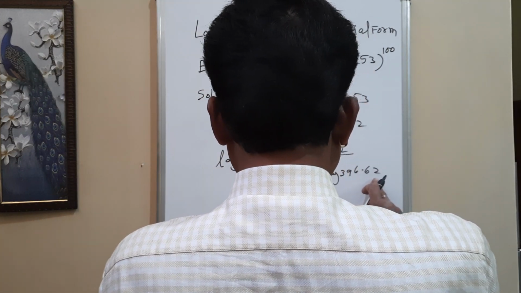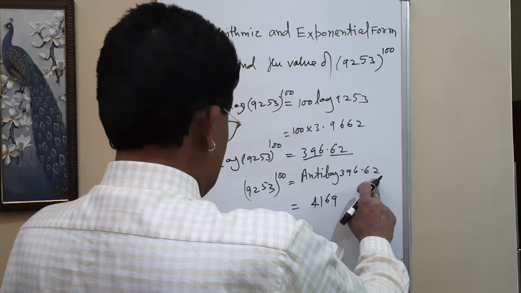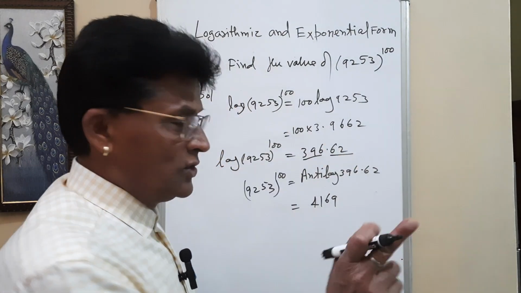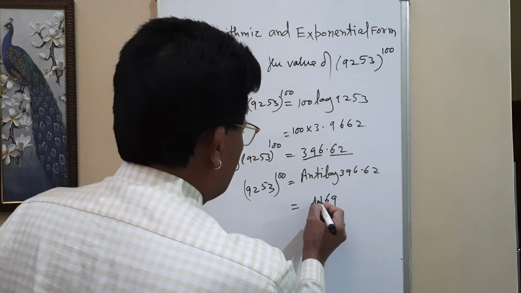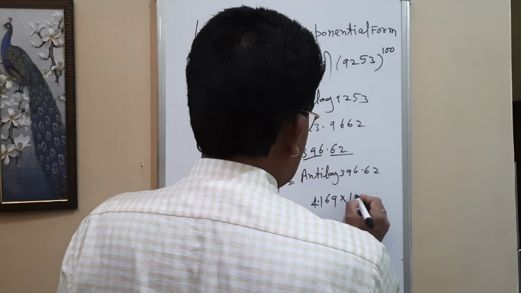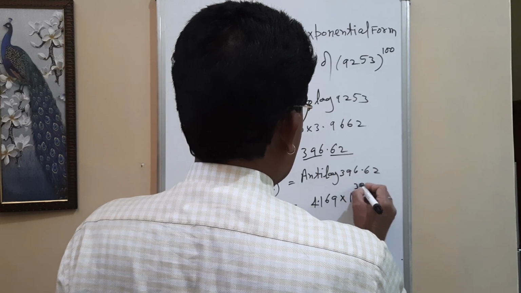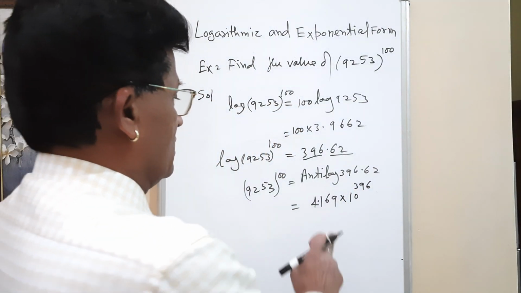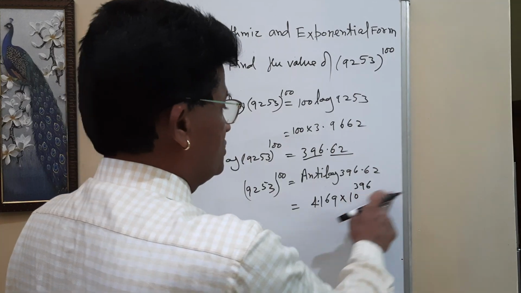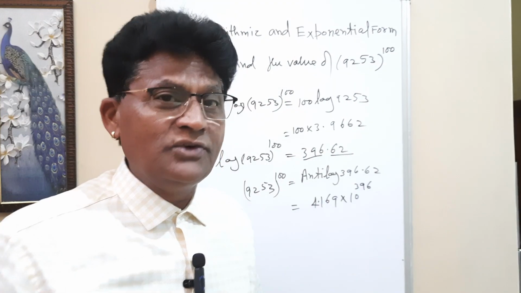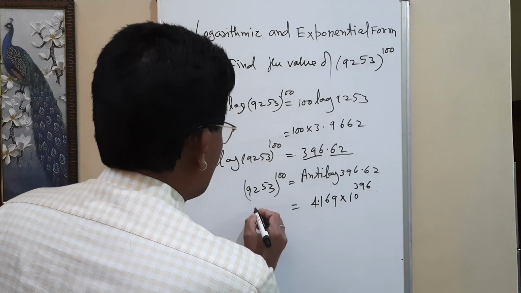62 at 0 you will have to see. 62 at 0, that is 4169. Okay. And I told you after one digit you put the decimal. What is the characteristic? Characteristic will be the power of 10, 396. My dear student, if you take 396 zeros, you see how lengthy a number you will get. That will be its value.